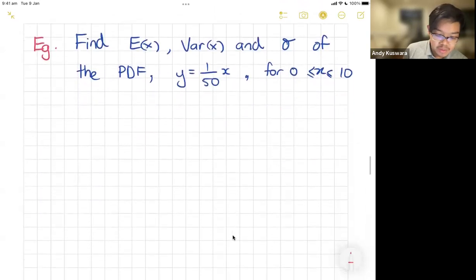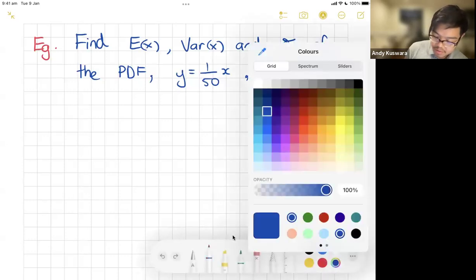Now let's take a look at this question. We've got: find the expected value, variance, and standard deviation of this PDF, y equals 1 on 50 x, for values between 0 and 10. Now, we don't have to verify this one's a PDF. If they tell you it's a PDF, it's a PDF.